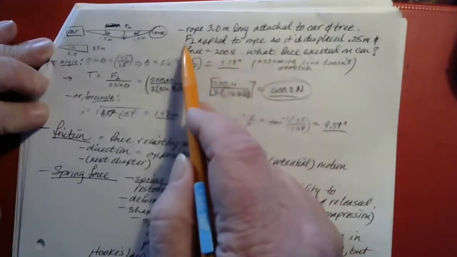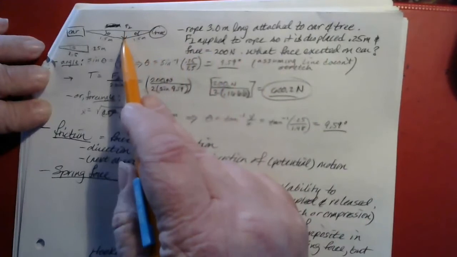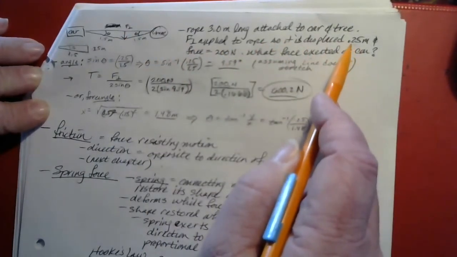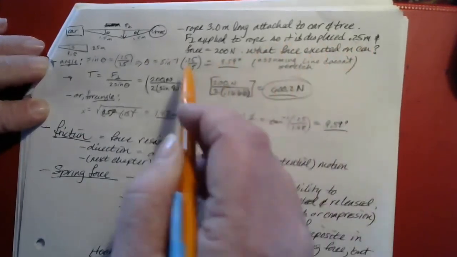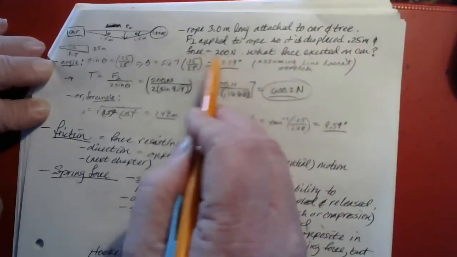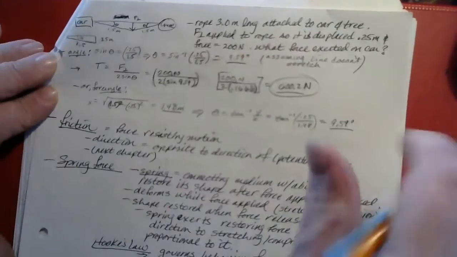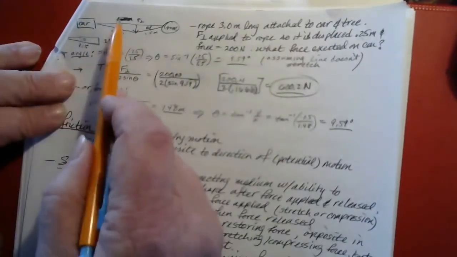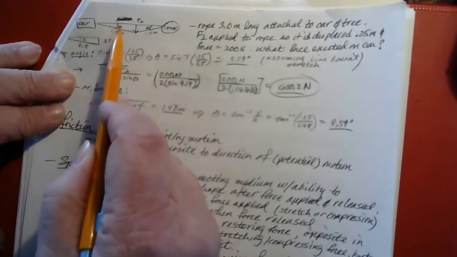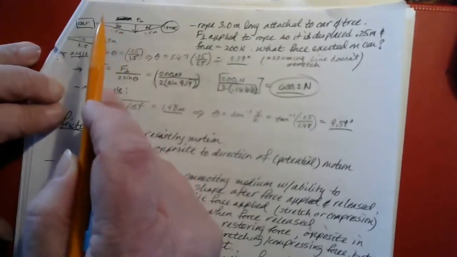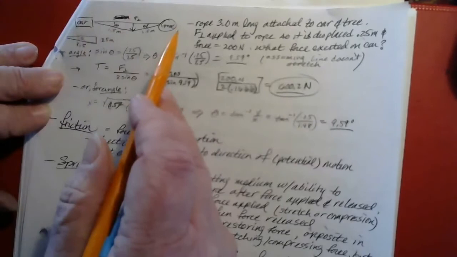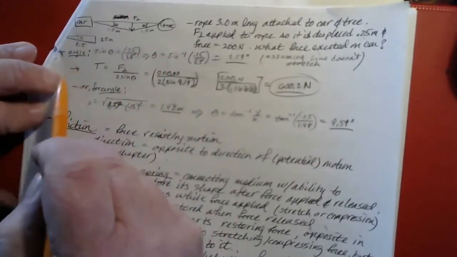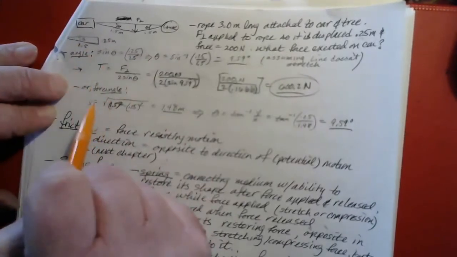Okay, so a perpendicular force is applied to the rope so that it's displaced by 0.25 meters, and the perpendicular force itself is 200 newtons. So what force is exerted on the car? Well, one thing we need here, as in the last example, is the angle. In the last example, they gave us the angle, but in this example, we're going to have to find it. So there are a couple ways you could find the angle.